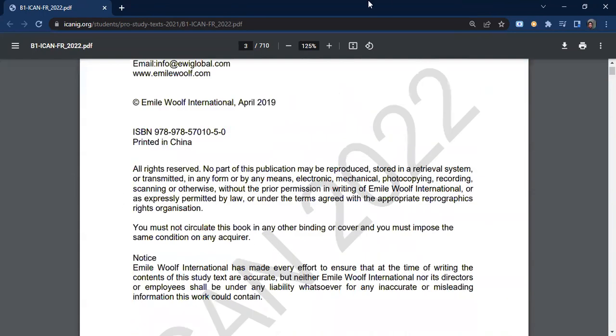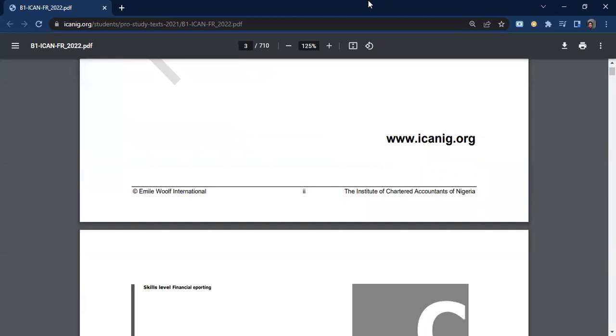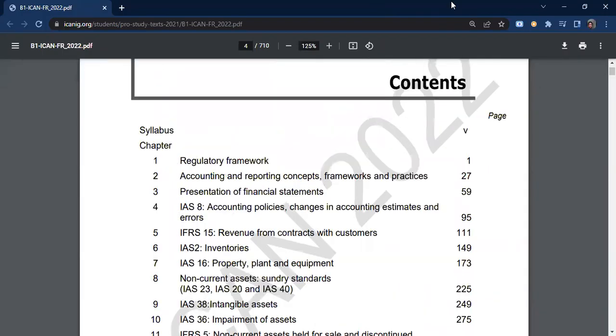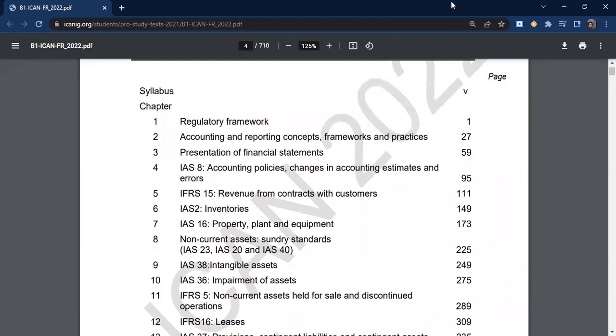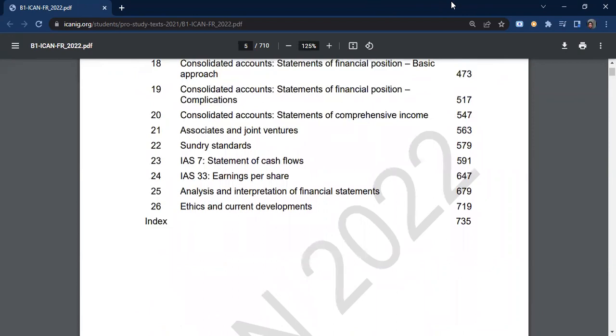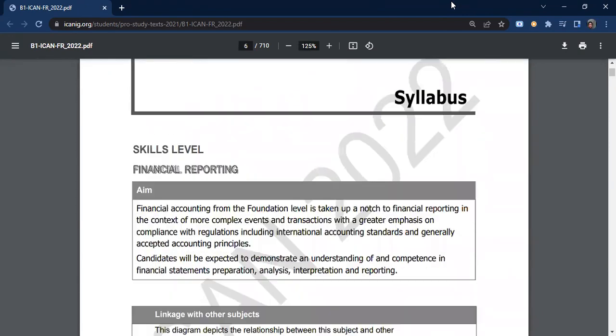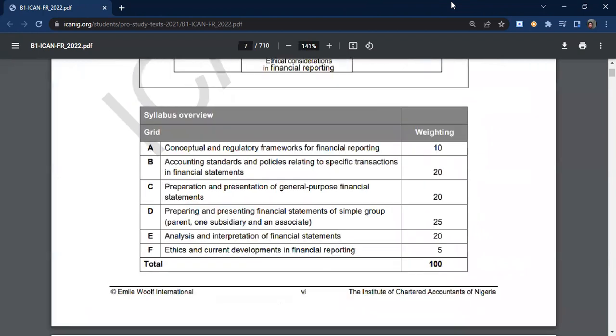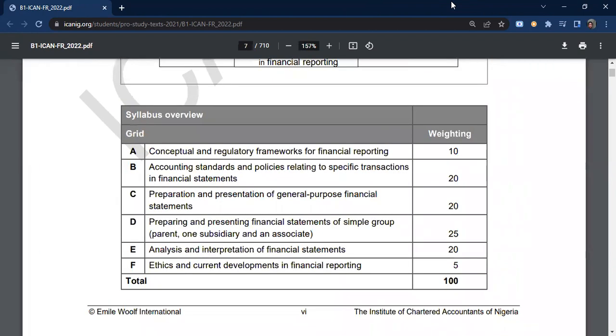So this is financial reporting, and this is the study text of the institute, divided into 26 chapters. Don't be afraid of the number. It's not much. So this is the syllabus overview.